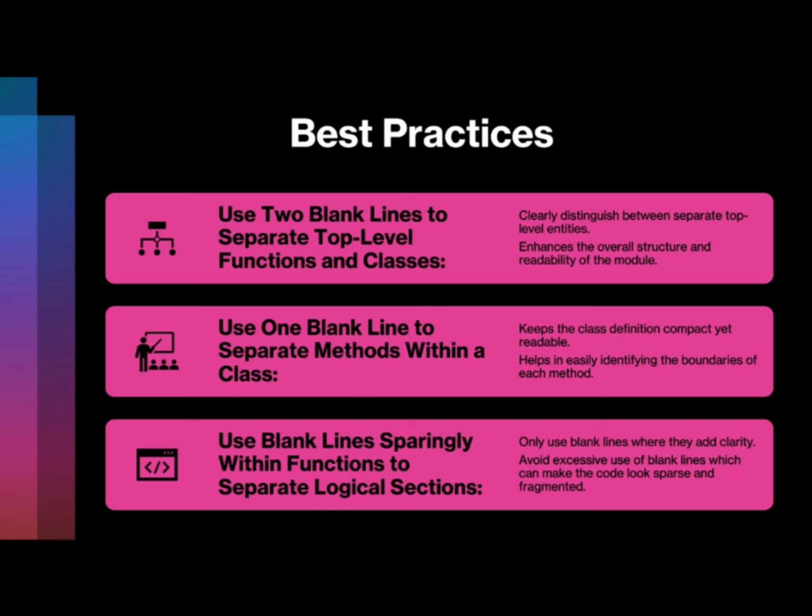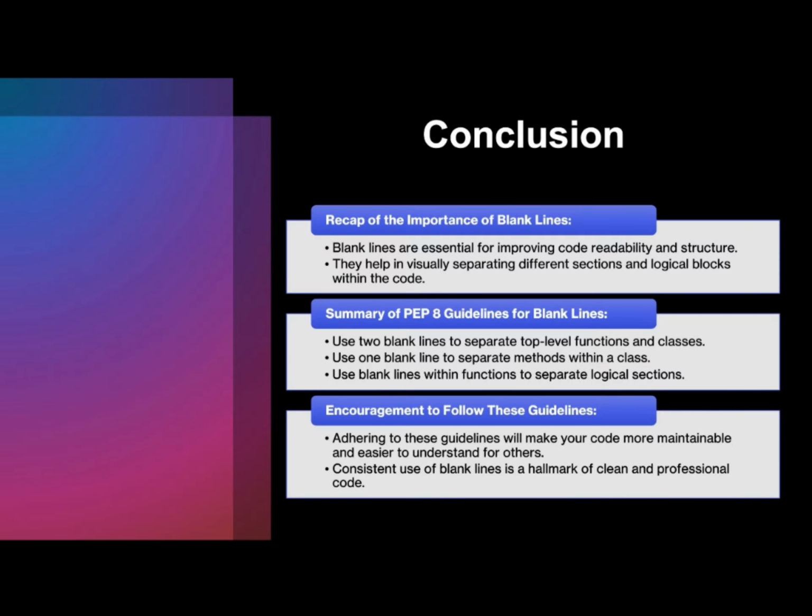Use blank lines sparingly within functions to separate logical sections. Only use blank lines where they add clarity. Avoid excessive use of blank lines, which can make the code look sparse and fragmented. Following these best practices will help keep your code organized and readable. Use blank lines where they improve clarity, but avoid overusing them to prevent your code from looking too fragmented. Remember, the goal is to improve readability without making the code look sparse. Use blank lines where they make the structure clearer.